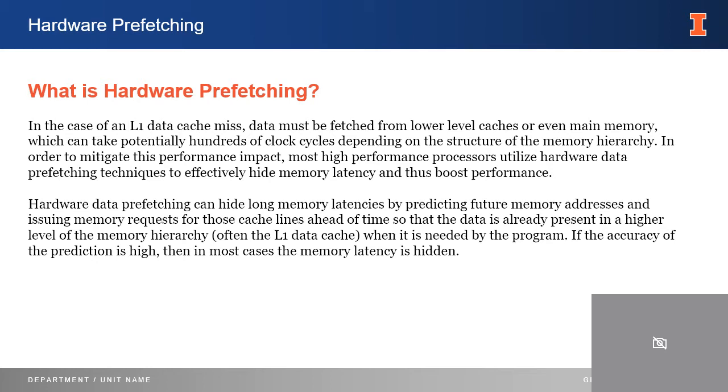So how is this long memory latency for memory-bound compute workloads hidden? It's basically hidden by predicting future memory addresses that need to be accessed and issuing memory requests for those cache lines preemptively or ahead of time, so the data is already present in a higher level of the memory hierarchy, which in most cases is the L1 data cache when it is needed by the program. If the accuracy of the prediction is high, then in most cases the memory latency is hidden.